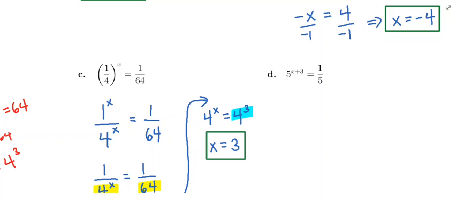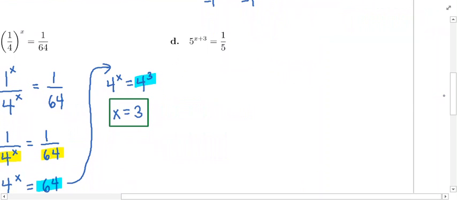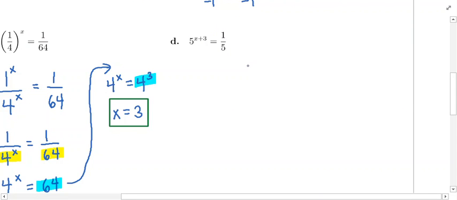Moving on to part D. We have 5 to the x plus 3 power. We want to know, when is that equal to 1/5? So we've got a fraction involved, and fractions are always tricky. I want to work with base 5. You see a 5 on both sides. Let's leave the left side alone, and here's a trick. I can do something to the right side here. 1/5 is the same thing as 5 to the negative 1 power.